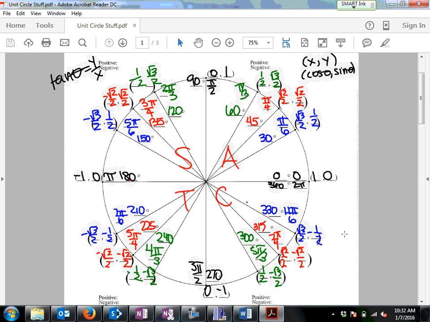Cotangent, how would we find a cotangent? It's x over y. Okay, so I'm going to give you 4 problems here.